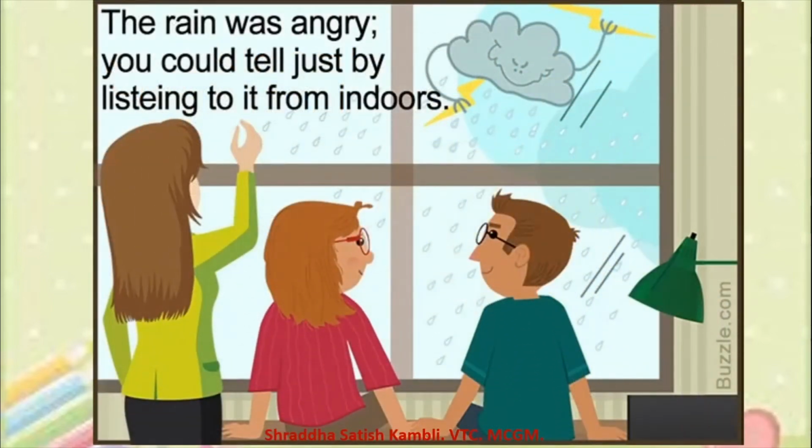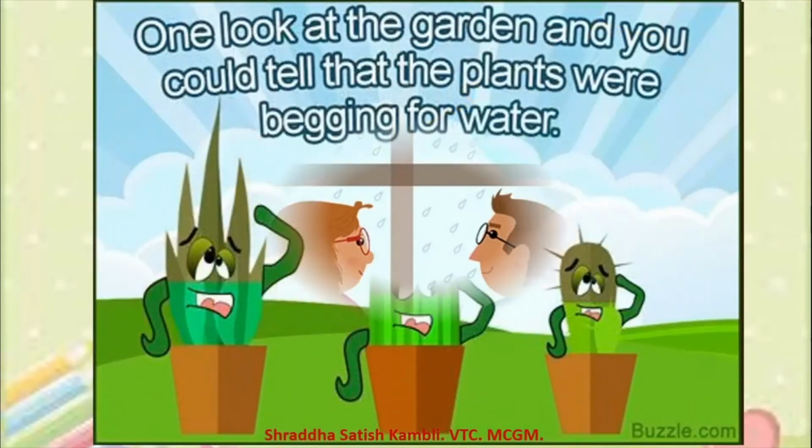The rain was angry. You could tell just by listening to it from indoors. That means the rain was angry. Can the rain become angry, children? Does the rain have any emotion? Is the rain a living thing to get angry? Not at all. But then why are they saying it? Because the rain must have been very hard that day. There must have been a lot of thunder and lightning, and it must have been a very heavy rain. That is why they're saying the rain was angry. So this is an example of personification. Let's see one more example.